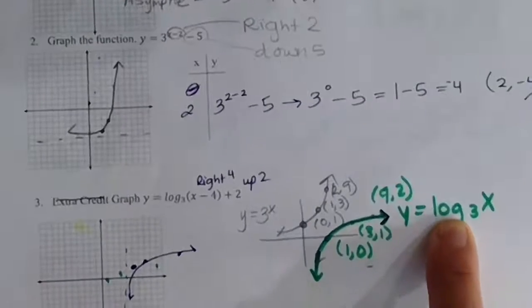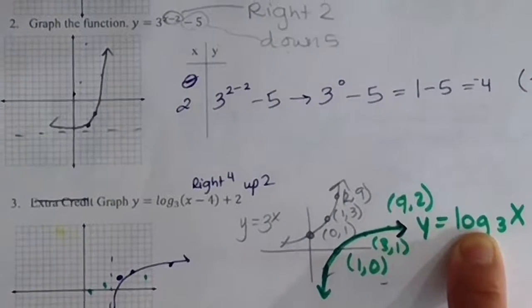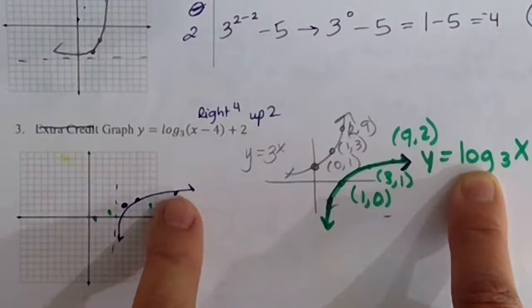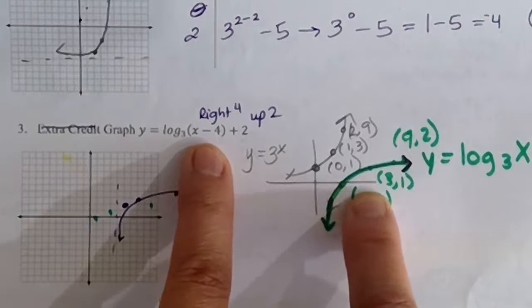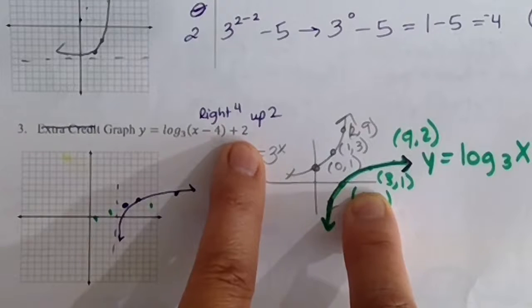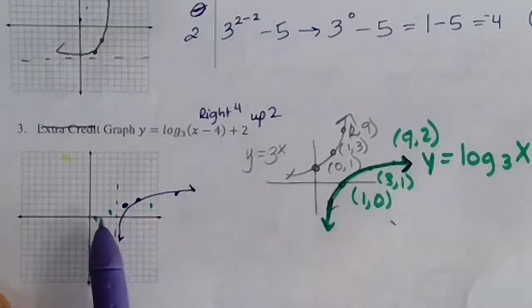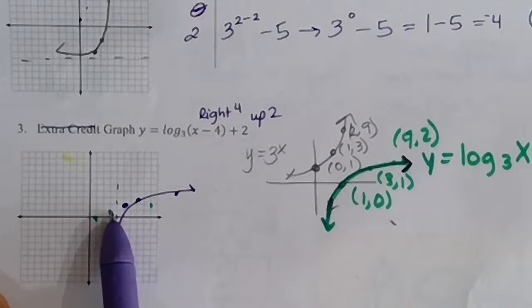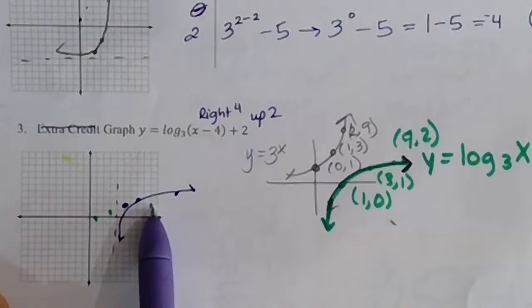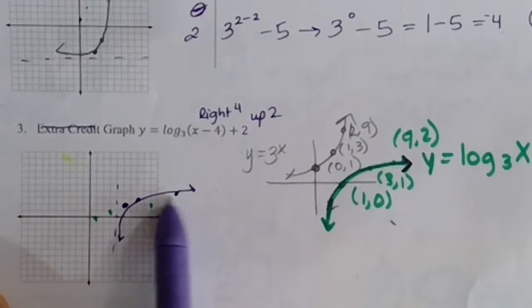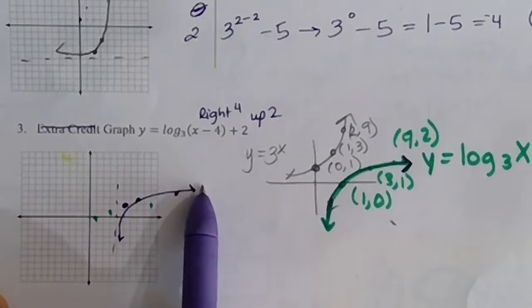Well, then what does this do to your graph? Oh, okay. This is going to take all your points and shift them right 4 and up 2. So it takes all of these points, the 1, 0, right 4, up 2. This one, the 3, 1, right 4, up 2. And then this one, 9, 2, right 4, up 2. And that is your logarithmic graph.